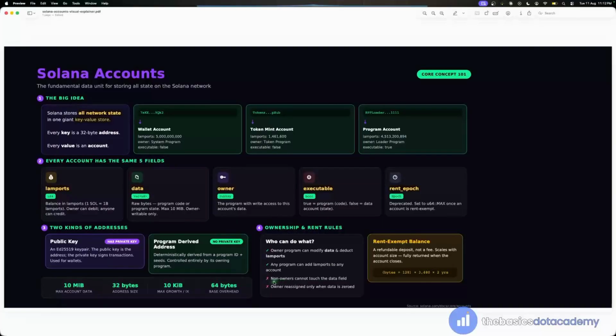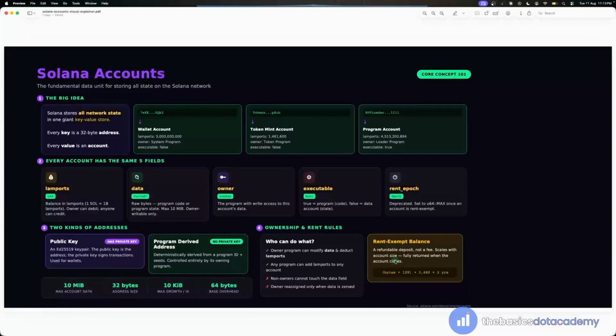Simply receiving SOL tokens. Non-owners cannot touch the data field. Then the owner is reassigned only when data is zeroed. So this is a rent exempt balance. Imagine this to be a refundable deposit, not a fee. It scales with the account size. As the account size grows, the rent also grows.